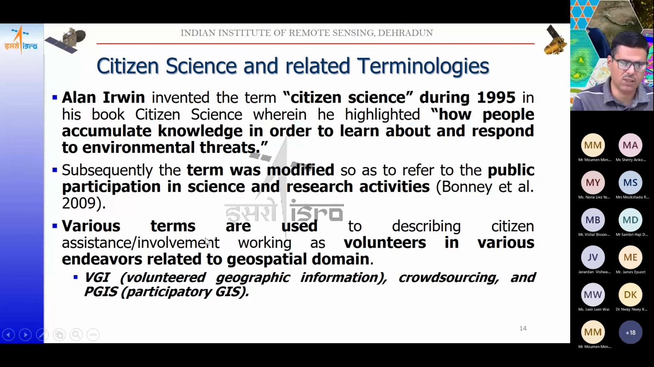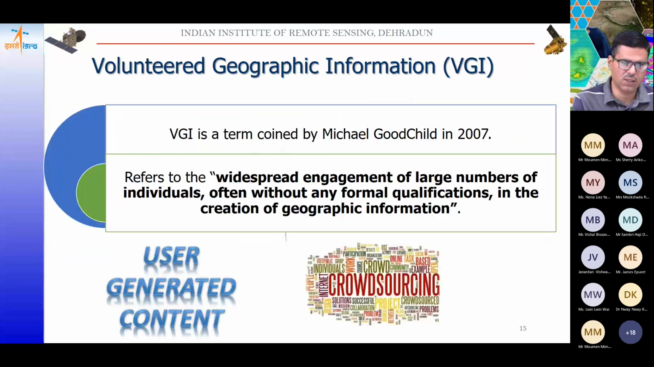So the other common terms used within this context are VGI, which stands for Volunteer Geographic Information. Second is crowdsourcing. Just like we outsource a job, here the crowd is supporting a particular project or endeavor. And also participatory GIS, or PGIS. As the word suggests, participative, which means the volunteers or contributors are participating in local, regional or national activities related to GIS. So let's try to understand these terminologies.